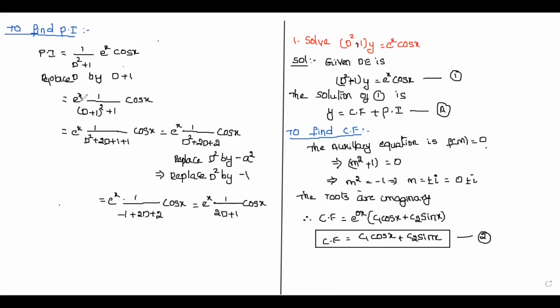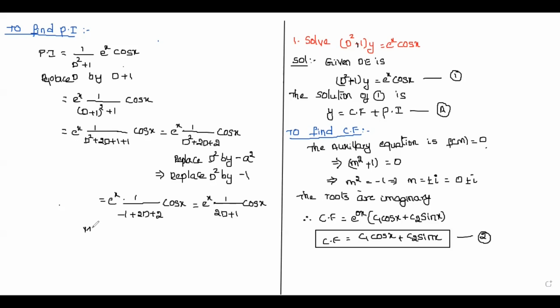Then you can shift your e power x or e power ax to the left hand side of 1 by f of D, and then continue the procedure to find the particular integral of 1 by f of D into cos x, which is nothing but the previous methods which you have discussed. So take the linear form 2D plus 1. After taking the linear form, you have to multiply with the conjugate.